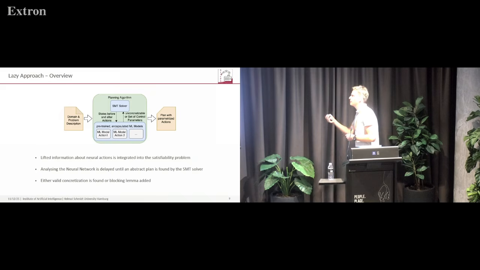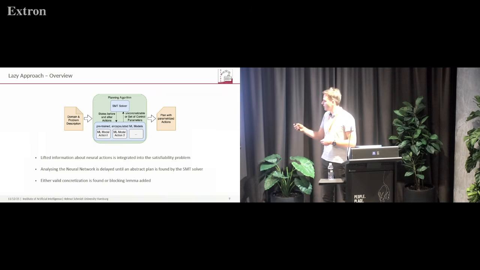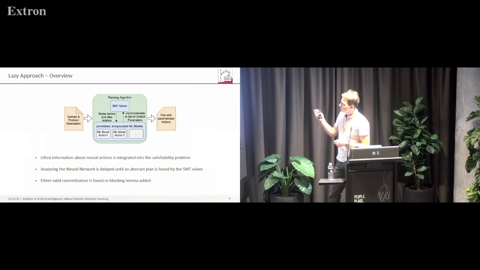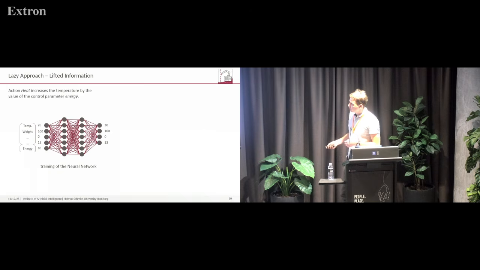As soon as an abstract plan is found, we take the states before and after the action. We take them to the neural networks. We try to find a valid set of control parameters. And then either we get a valid concretization or we add a blocking lemma and search for another plan at the abstract level.